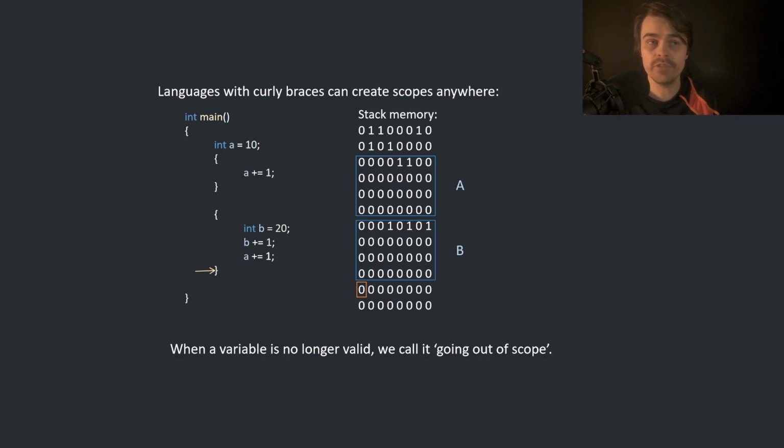Then we come to here, the end of B, and B gets cleared. Well, it doesn't. The memory doesn't get freed, but the pointer goes back up as if it doesn't exist, and it'll be overwritten as needed. And we get to here, and then everything is cleared.